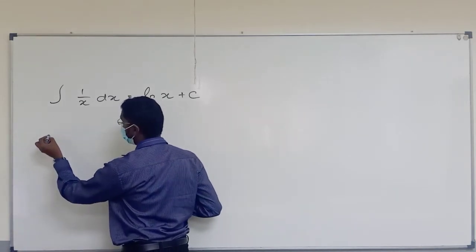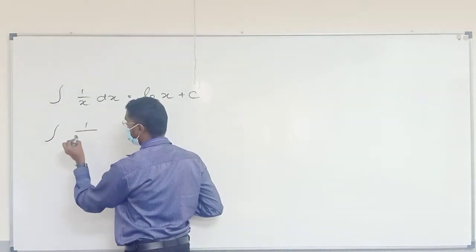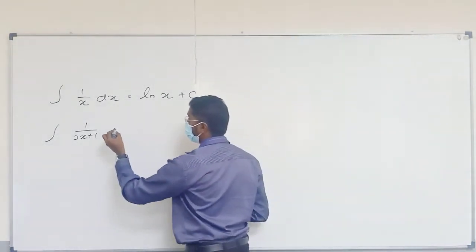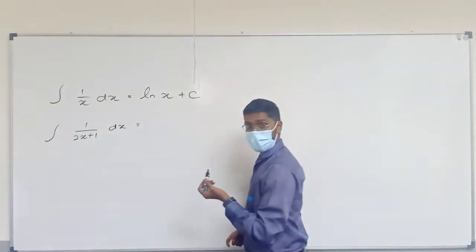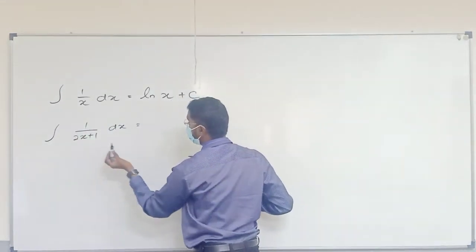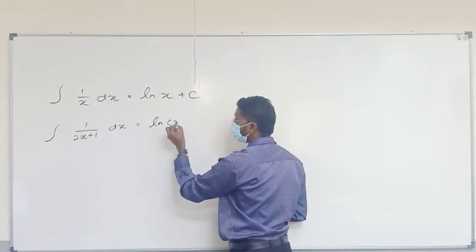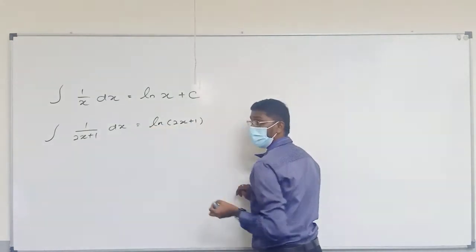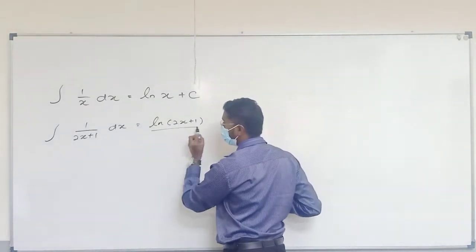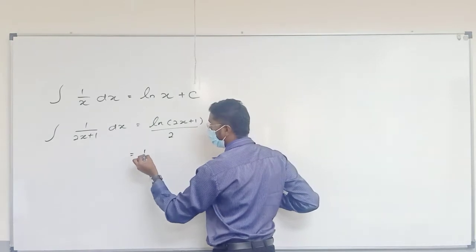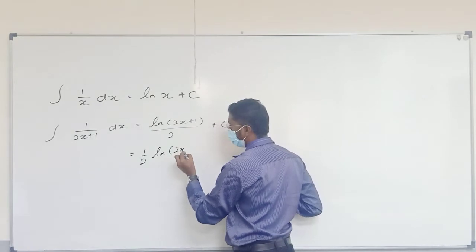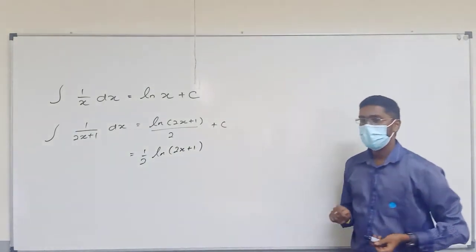Let's say I give you the integral of 1 over (2x plus 1) dx. We integrate this and we'll get ln of (2x plus 1). Then we differentiate inside and we get 2, divided by 2. So this is equal to 1 over 2 ln (2x plus 1).